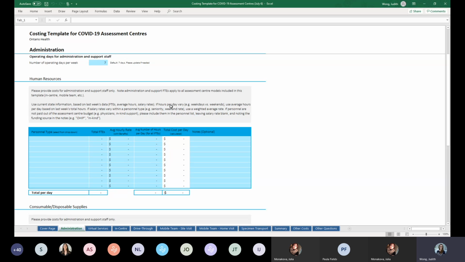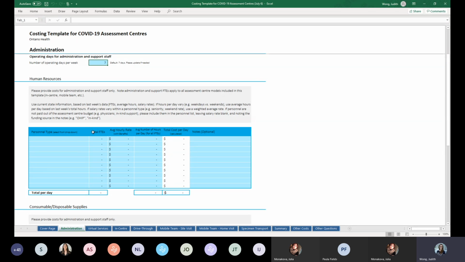If the hours per day vary, if you're working 8 hours on weekdays and 4 hours on weekends, total your hours over the week and divide by the number of operating days per week, which you've entered above. If you have multiple staff working at different salary rates, either based on seniority or because you pay a weekend premium, use a weighted average rate across all of the hours.